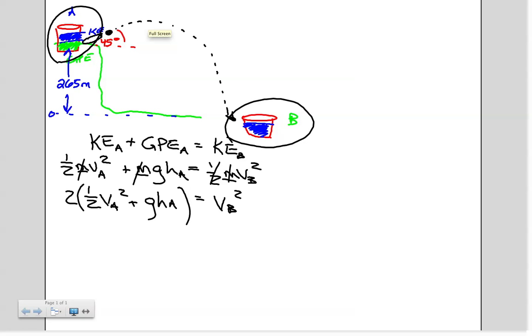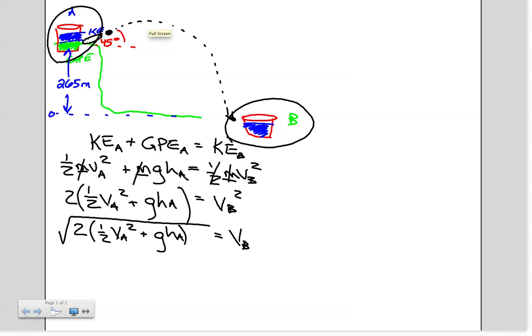At this point now, I just need to take the root of both sides. So I'm going to get root 2 times 1/2 V at A squared plus g h at A. All of that's going to be equal to the velocity at B just before it strikes the ground.